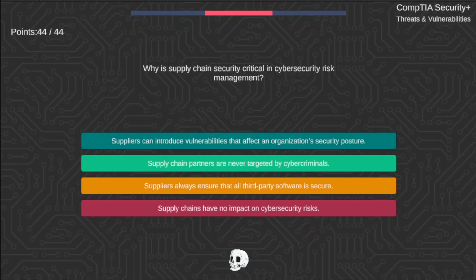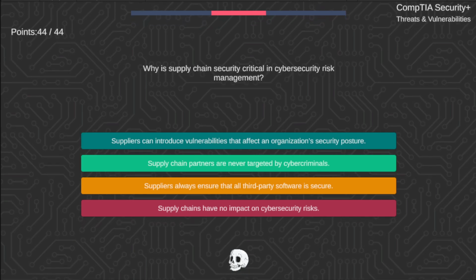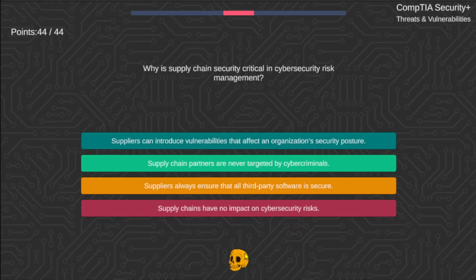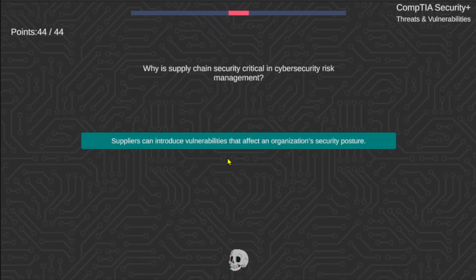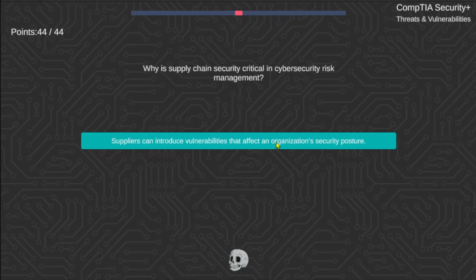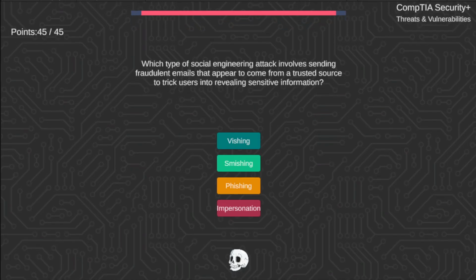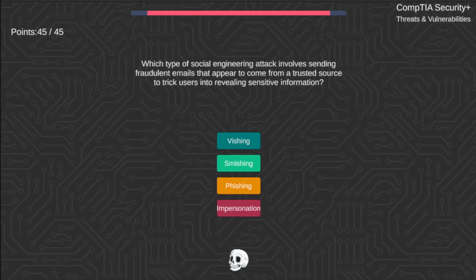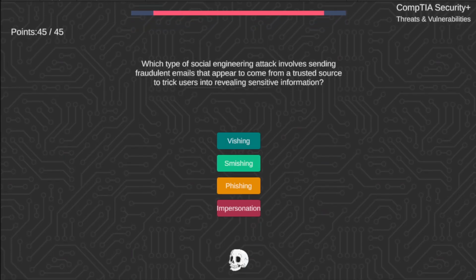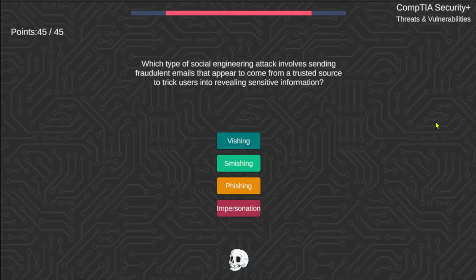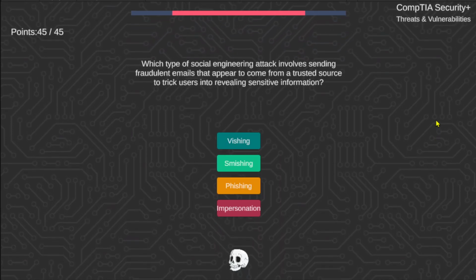Why is supply chain security critical in cybersecurity risk management? Correct answer is suppliers can introduce vulnerabilities that affect an organization's security posture. Which type of social engineering attack involves sending fraudulent emails that appear to come from a trusted source to trick users into revealing sensitive information? Vishing, smishing, phishing, or impersonation?